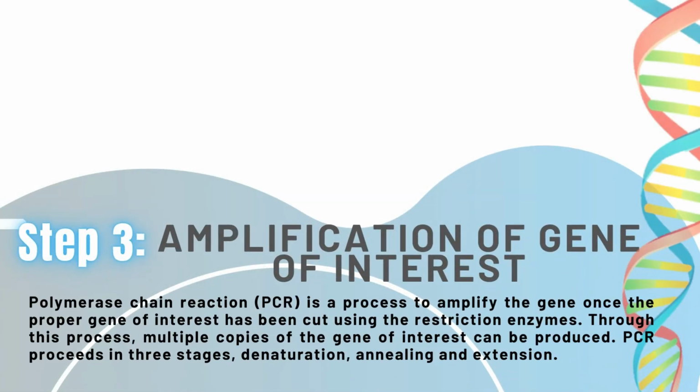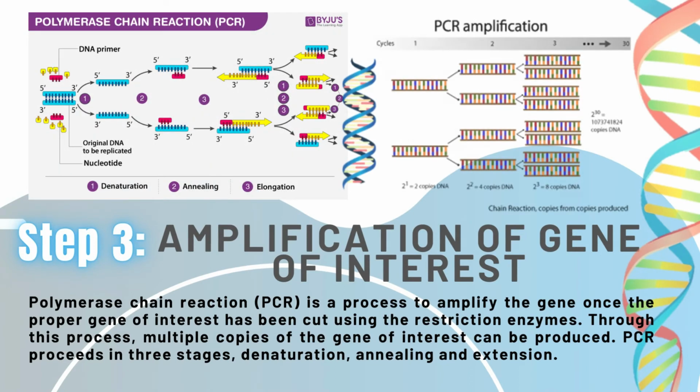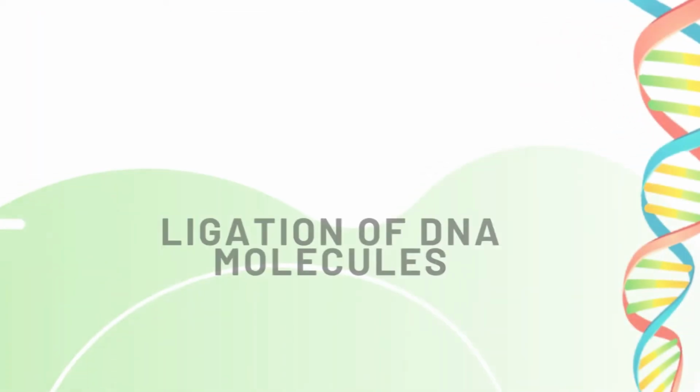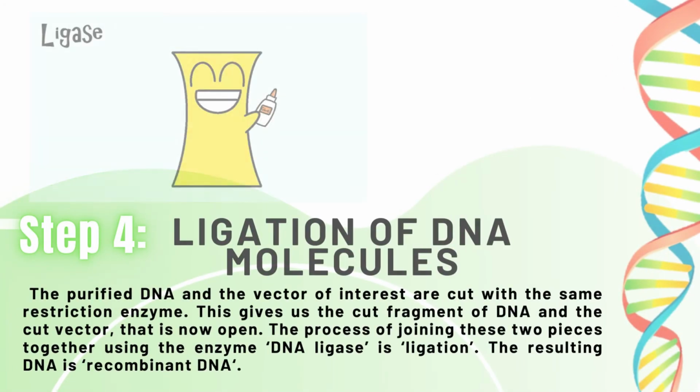Next is amplification of gene of interest. Polymerase chain reaction or PCR is a process to amplify the gene once the proper gene of interest has been cut using the restriction enzymes. Through this process, multiple copies of the gene of interest can be produced. PCR proceeds in three stages: denaturation, annealing, and extension. The next step is ligation of DNA molecules.